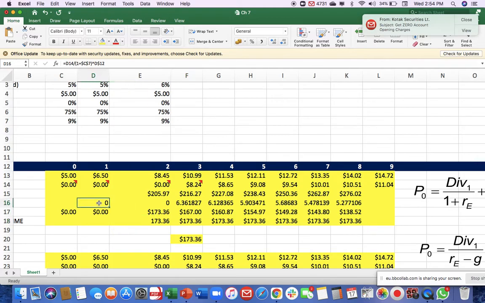Year 1 dividend, present value. Year 2 dividend, present value. Year 3 dividend, present value, plus the perpetuity of the third year, which will be 173. Perpetuity means D1 divided by R minus G, the terminal value.